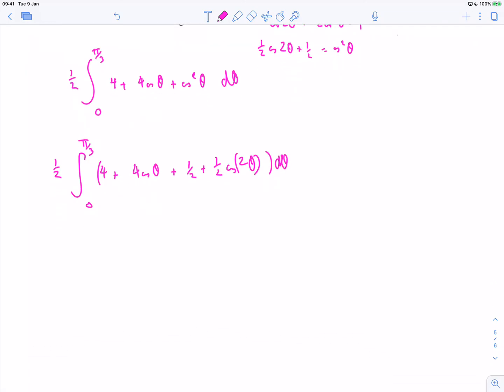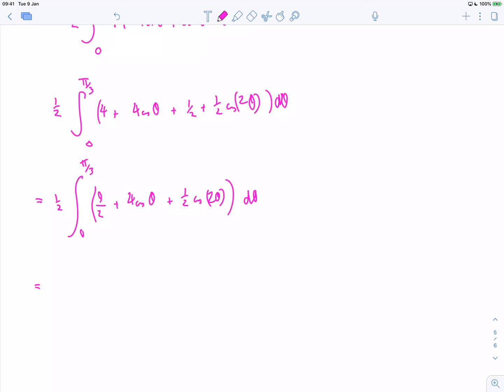Let's tidy up. 4 plus a half, well, that's going to be 9/2 plus 4 cos theta plus a half cosine 2 theta. Let's integrate this now. So it's going to be a half of 9 over 2 integrated is 9 over 2 theta. 4 cos theta becomes 4 sine theta. And a half cos 2 theta becomes a quarter of sine 2 theta, I believe. And this is between pi over 3 and 0.